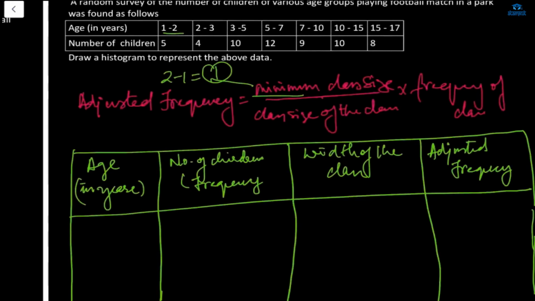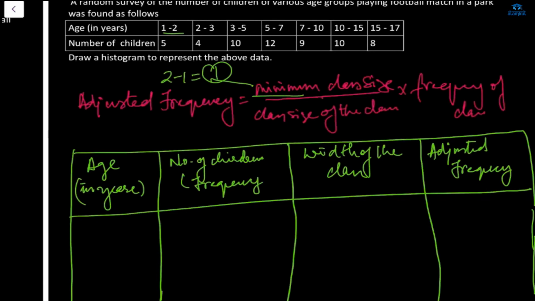Ma'am, what is adjusted frequency? Yeah, I've written it in pink. It is the minimum class size upon the class size into frequency. For this table, the minimum class size is 1 because 1 and 2 differ by only 1, 2 and 3 have a difference of only 1, 3 and 5 have a difference of 2, 5 and 7 have 2, 7 and 10 have 3. So the minimum class size is 1.